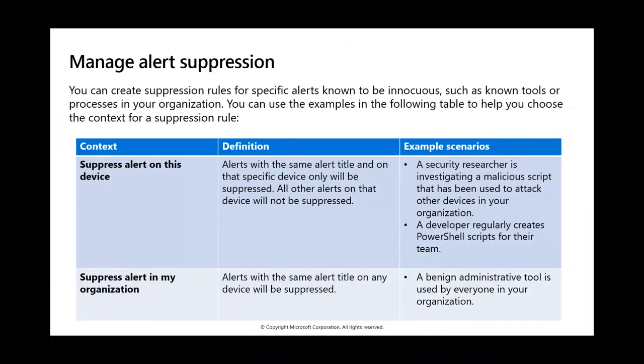And there are two contexts for a suppression rule that we can choose from: suppress alerts on this device or suppress alerts in my organization. The context of the rule lets us tailor what gets surfaced into the portal and ensure that only real security alerts are surfaced into the portal.